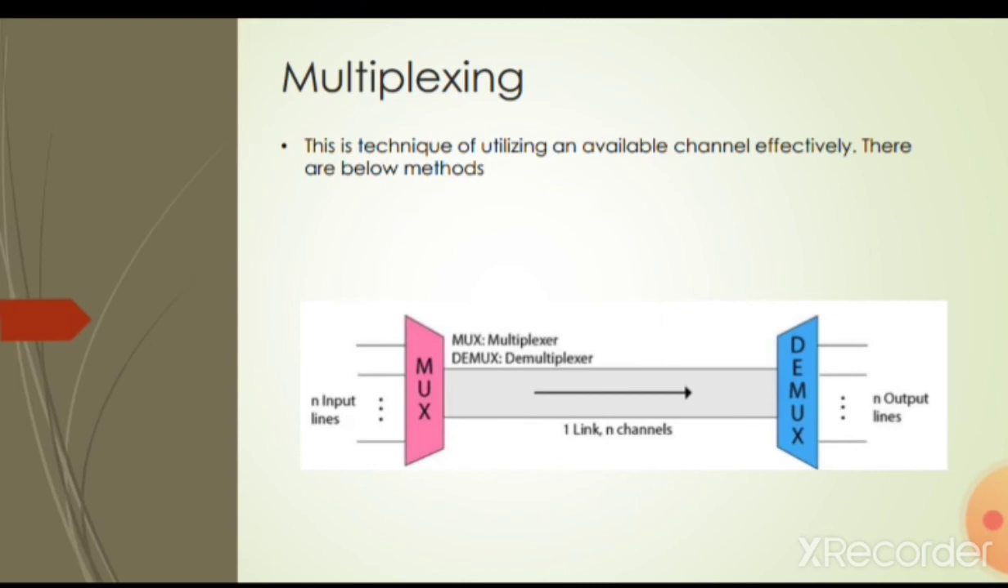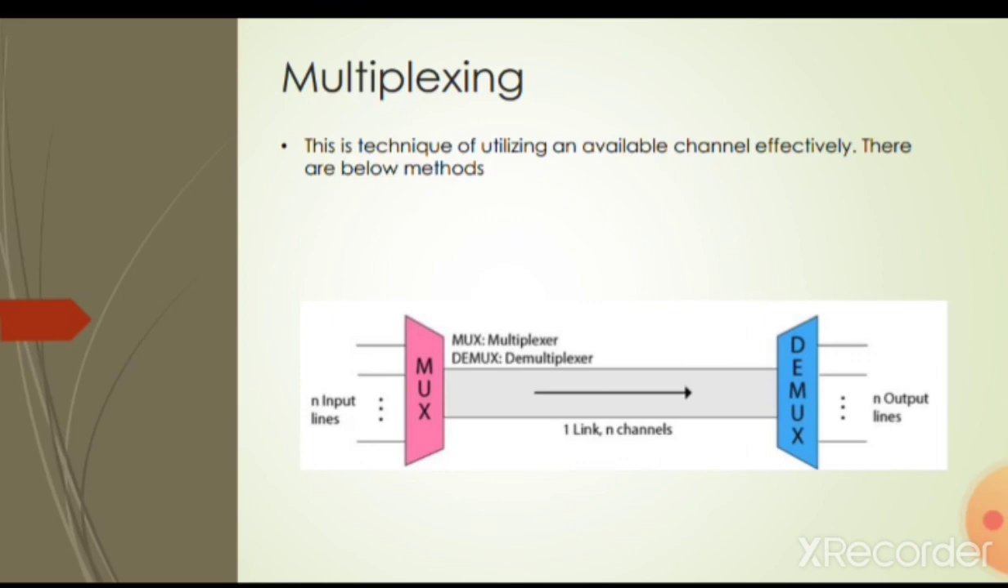When multiple signals share a common medium, there is a possibility of collision. So the multiplexing concept is used to avoid such collisions. The advantage of multiplexing is that more than one signal can be sent over a single medium, and the bandwidth of the medium can be utilized very effectively and efficiently.